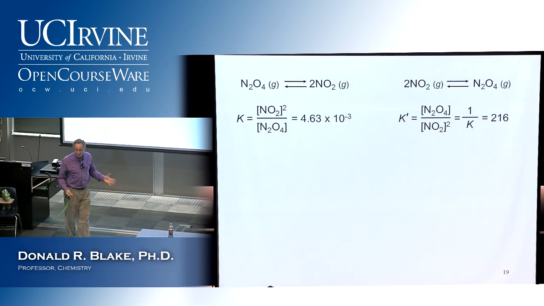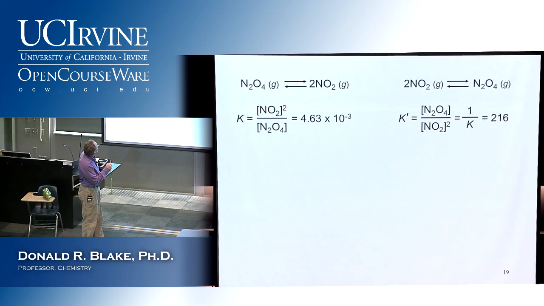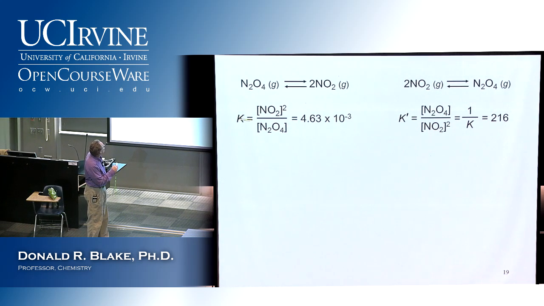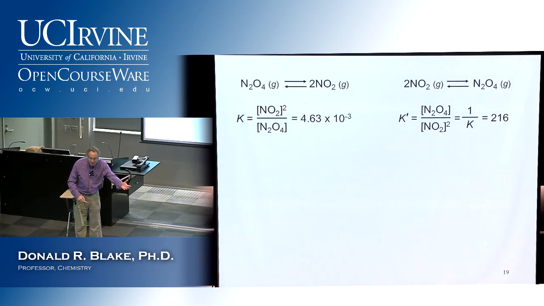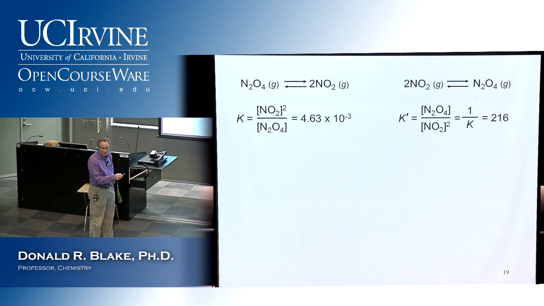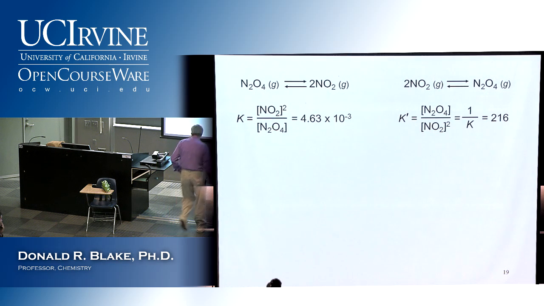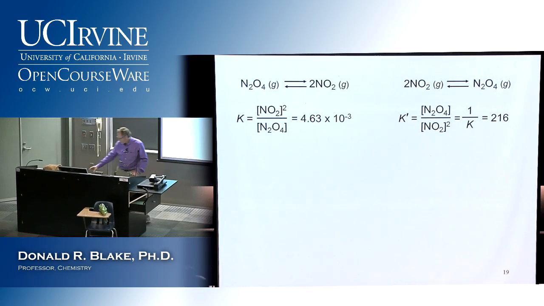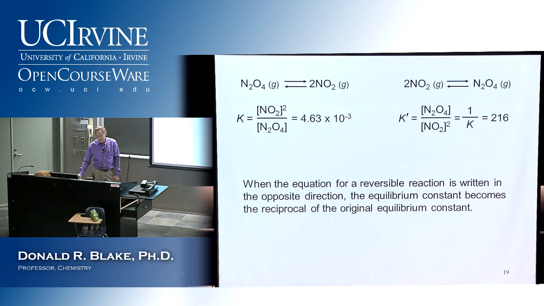So if I give you something where I say, here is K for this reaction, K for N2O4 goes to this, and then I ask you for an equation where it's actually the opposite, then I'm not going to tell you what the K is. You're just going to know that it's a reciprocal. When the equation for the reversible reaction is written in the opposite direction, the equilibrium constant becomes the reciprocal of the original equilibrium constant.